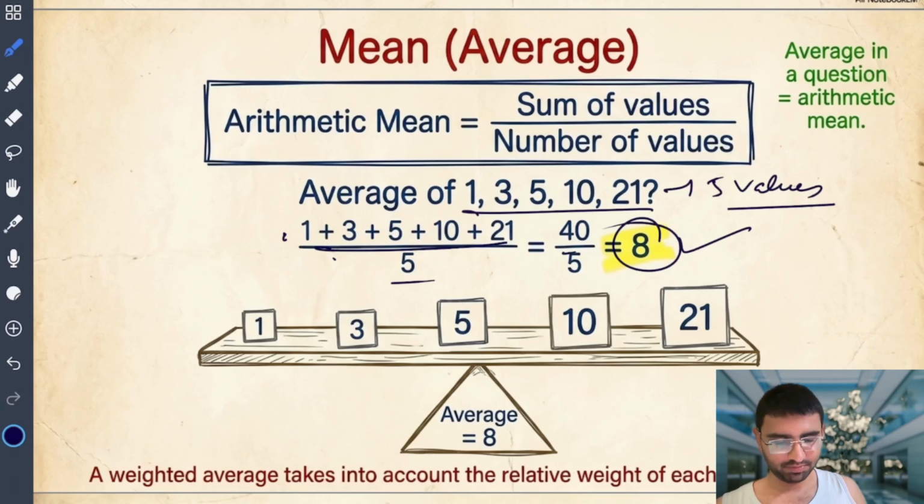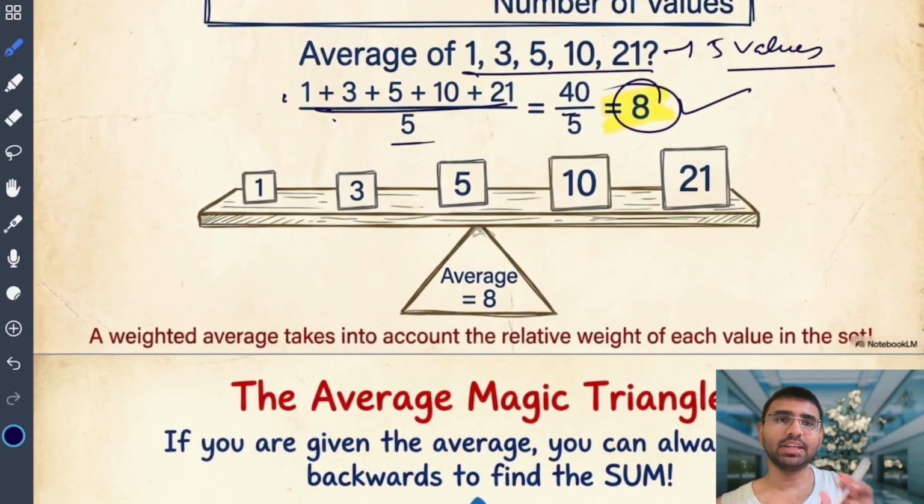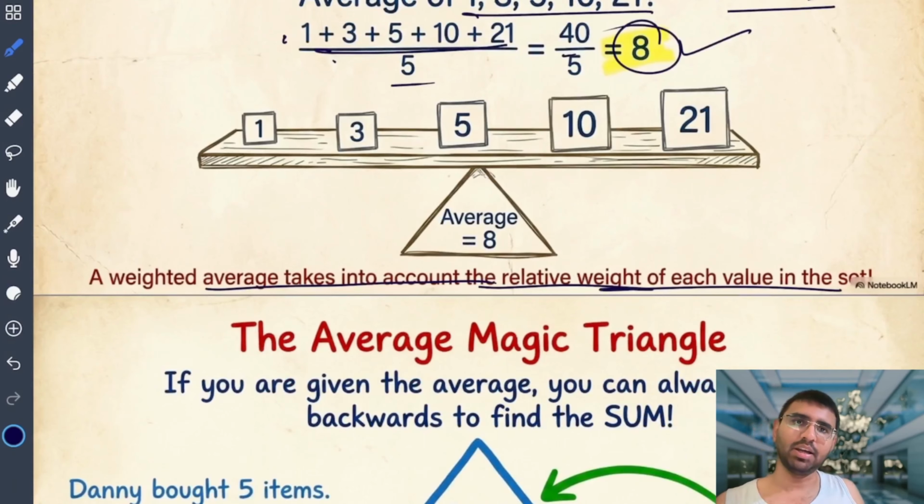ओके. एवरेज का मतलब क्या है कि आपने अगर एक वेइंग बैलेंस पे डिफरेंट नंबर रख दिए, तो आप कितना वेट रखोगे कि सब बैलेंस हो जाए, उसको बोलते हैं हम एवरेज. ओके. तो 1, 3, 5, 10, 21 इन सब का एवरेज आ रहा है 8. A weighted average takes into account the relative weight of each value in the set. weighted average का मतलब क्या है कि each value जो सेट में है उसका खुद का relative weight कितना आ रहा है बाकी के मुकाबले, उसको बोलते हैं हम weighted average.